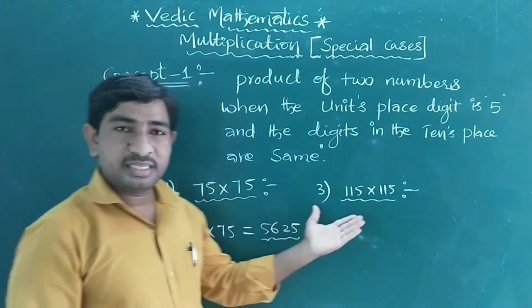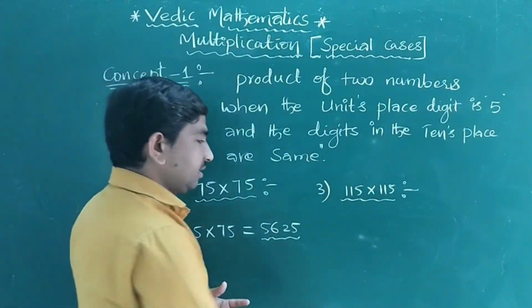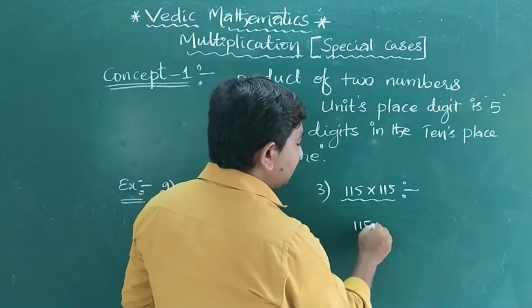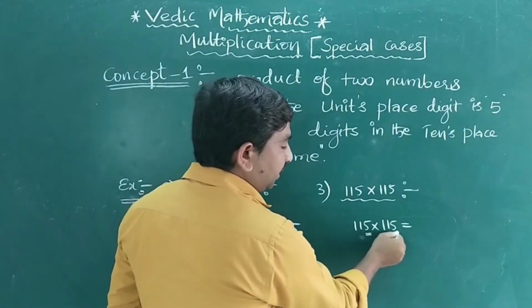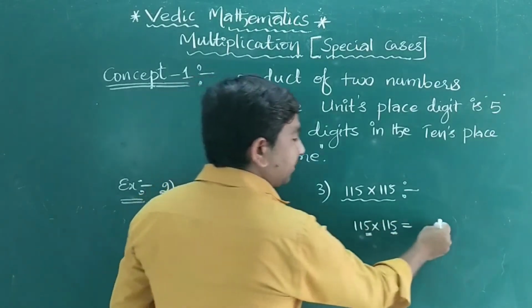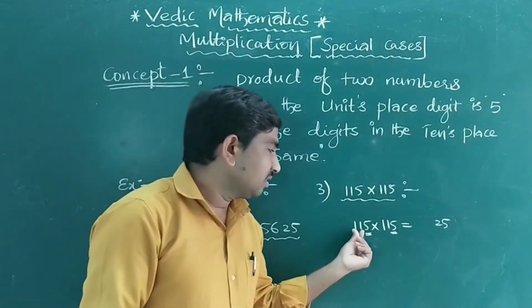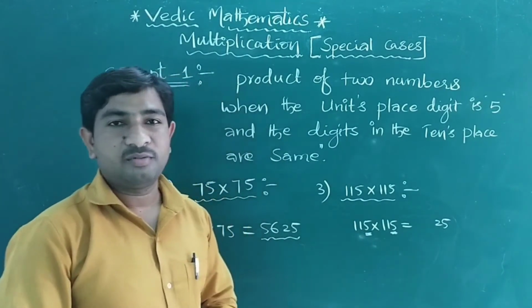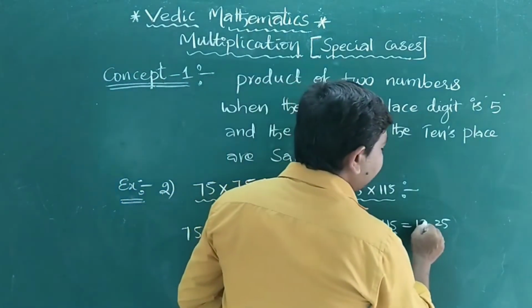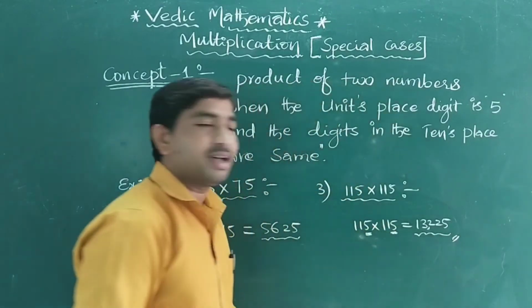Okay, see one more example problem: 115 into 115. How will it be? First, multiply the units place digits: 5 into 5 is 25. This is the right part of the answer. Next, 11 and its next number 12. 11 12s are 132. So writing it together, the answer is 13225.